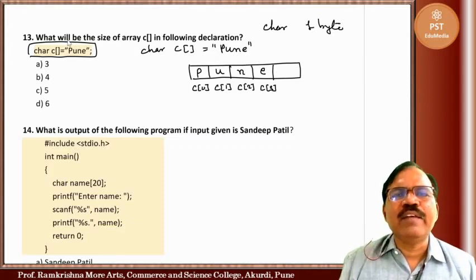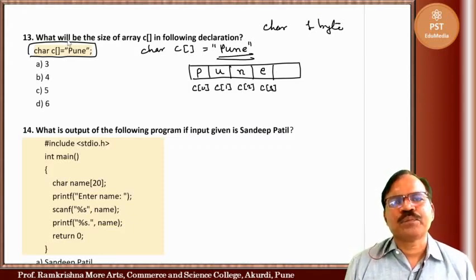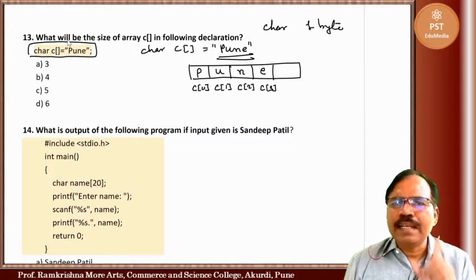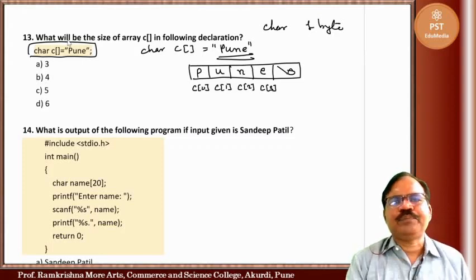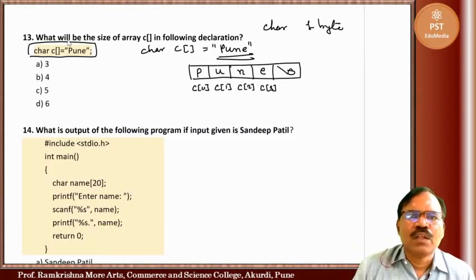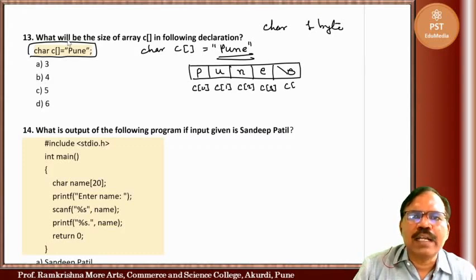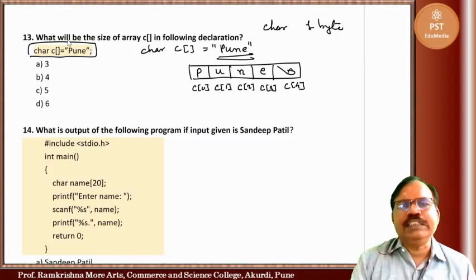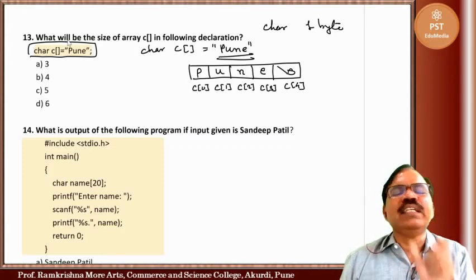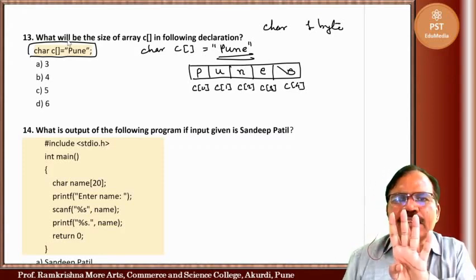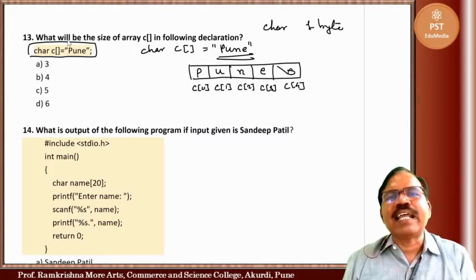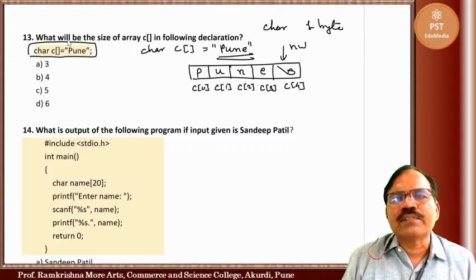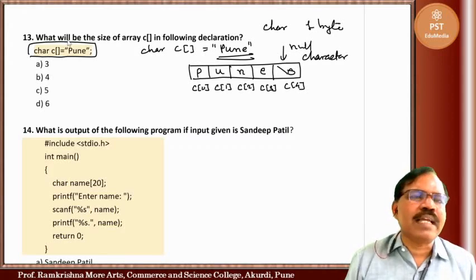But what happens when we declare a string? It always takes an additional character, and that is the null character. So it requires 1 additional location. Though we see here Pune is 4 characters, the computer takes 5 characters, and the last character is called the null character. It is denoted by \0.